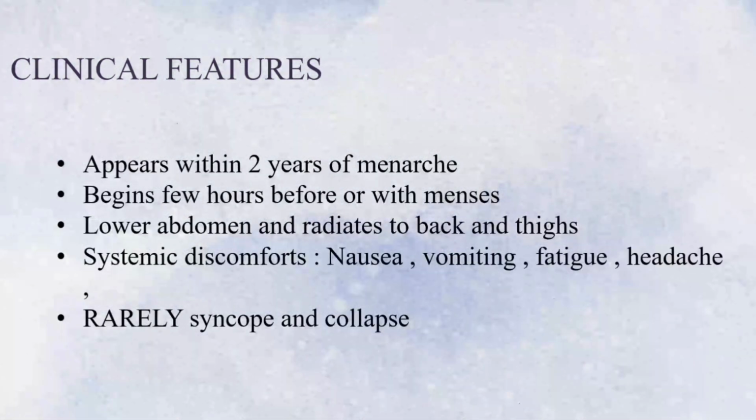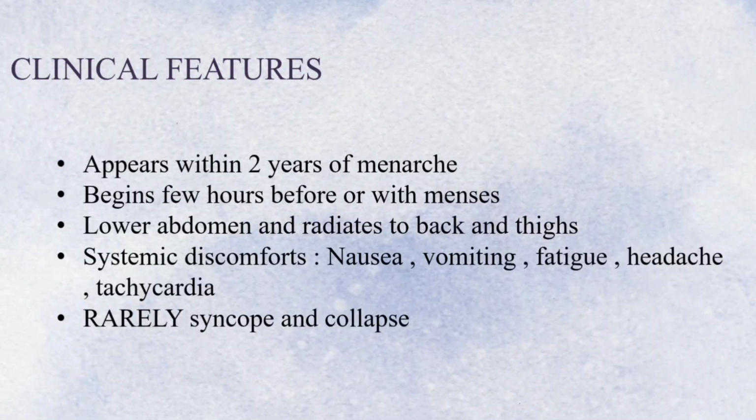Now let's discuss the clinical features of primary dysmenorrhea. It appears within 2 years of menarche and begins a few hours before or with menses. There will be lower abdominal pain which radiates to the back and thighs. There will be systemic discomfort like nausea, vomiting, fatigue, headache and tachycardia, and rarely it leads to syncope and collapse.